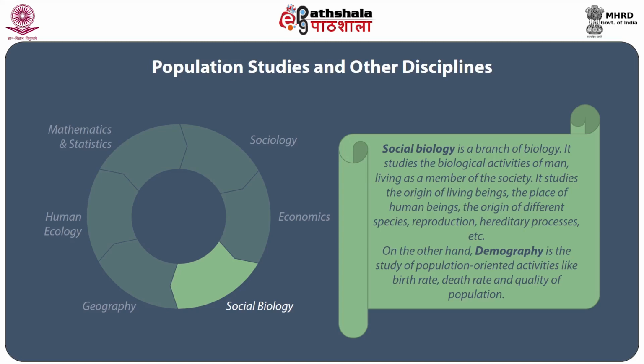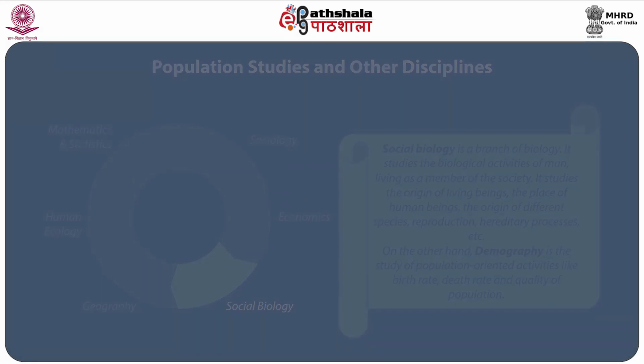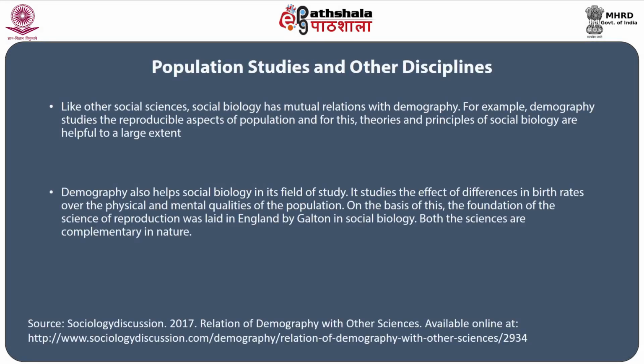It studies the origin of living beings, the place of human beings, the origin of different species, reproduction, hereditary process, etc. Demography, on the other hand, is the study of population-oriented activities like birth rate, death rate and quality of population. Besides, it also studies the size and structure of population, changes in population, etc. Like other social sciences, social biology has mutual relations with demography.